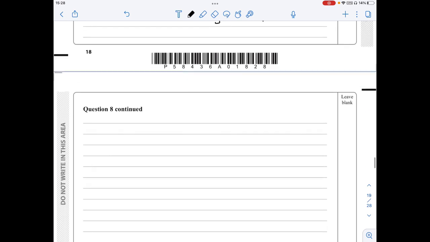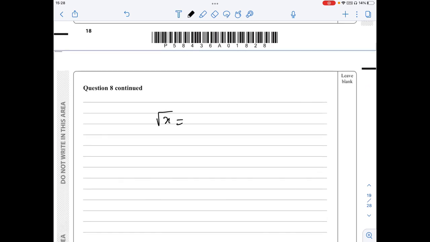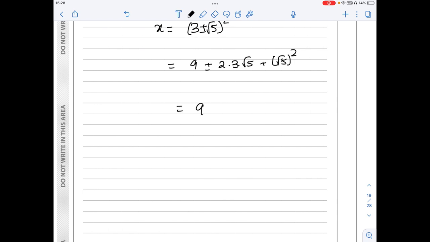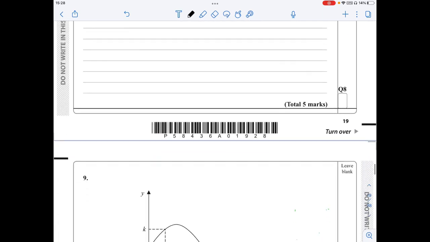But y is nothing but what? Square root of x = 3 ± √5. So x = (3 ± √5)^2. So a^2 ± 2ab + b^2. So it becomes 9 ± 6√5 + 5. So it becomes 14 ± 6√5. This is the value of x.